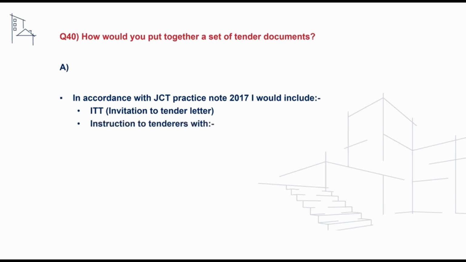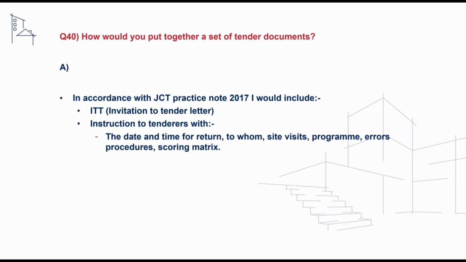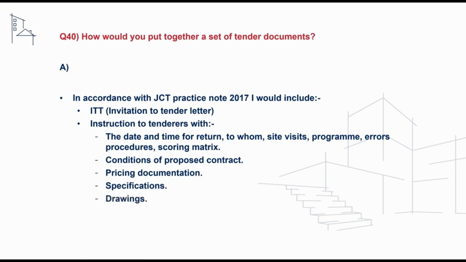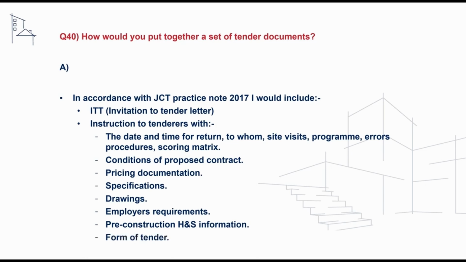It would also typically include the instruction to tenderers, including the date and time for the tender return, to whom the tender return should be submitted, arrangements for any site visits and the programme requirements, the errors procedure, and a tender scoring matrix. It may also include the conditions of the proposed contract, pricing documentation, specifications, drawings, the employer's requirements, any pre-construction and health and safety information, and a form of tender.